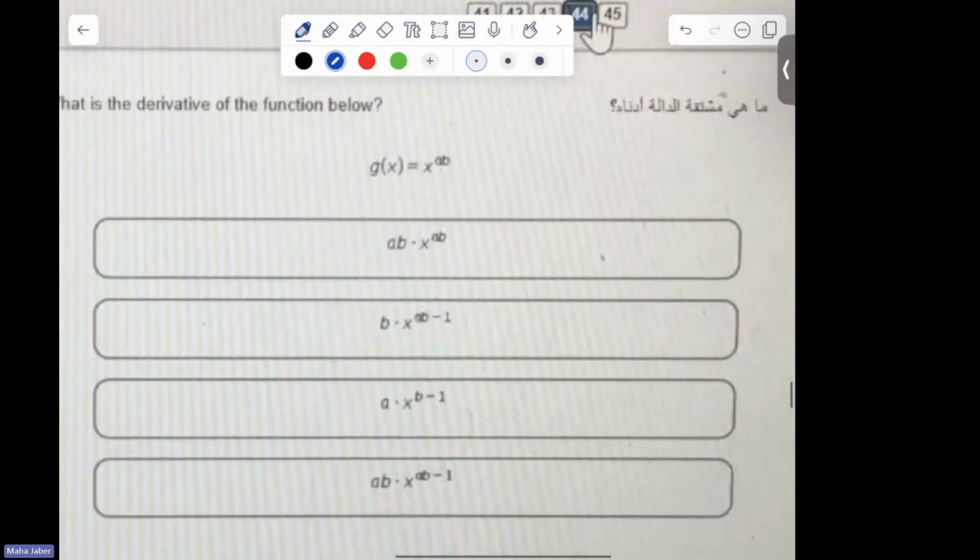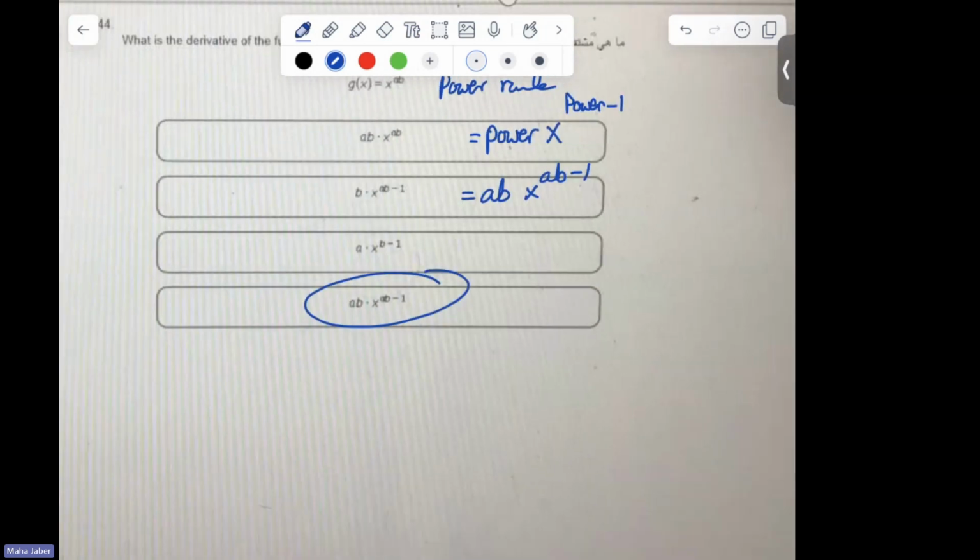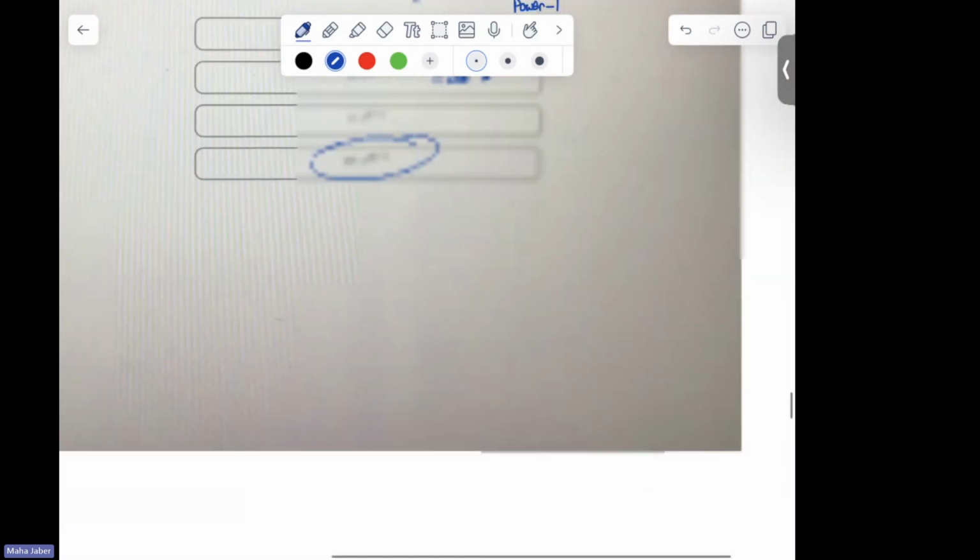Okay, I'll go to this one. And these are the basic rules that I always tell my students you have to memorize. This is the power rule, and the power rule says power times x to the power minus 1. This a, b, x to the a, b minus 1, and this is the answer of this differentiation. Better to memorize the basic rules.